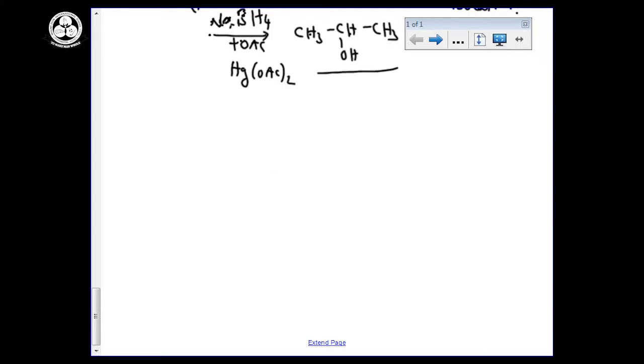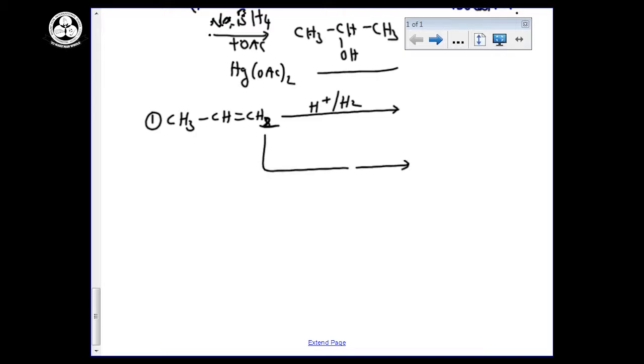See one best example for this. After completion of the discussion of all these three hydration reactions, one compound I am going to write for all three. The same example I explained previously, I am taking, for CH2. The first case is acid catalyzed hydration. Acid catalyzed hydration we can represent like this. Second case, hydroboration oxidation.